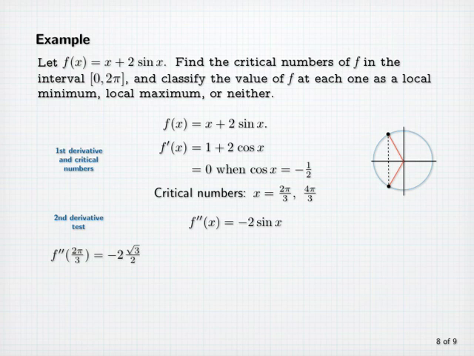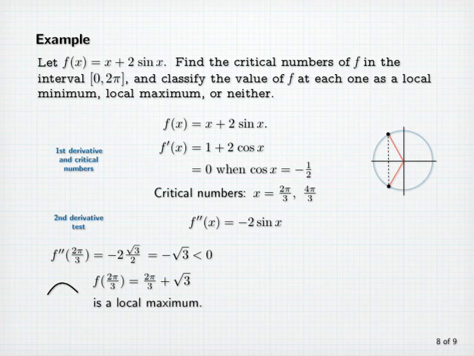Now let's evaluate f double prime at each of the critical points. F double prime at 2/3 pi is equal to minus 2 times the sine of 2/3 pi, which is root 3 over 2. So f double prime of 2/3 pi is negative root 3, which is negative, and so we conclude that the value of f at 2/3 pi, which is 2/3 pi plus 2 times the sine of 2/3 pi, or root 3, is a local maximum value.